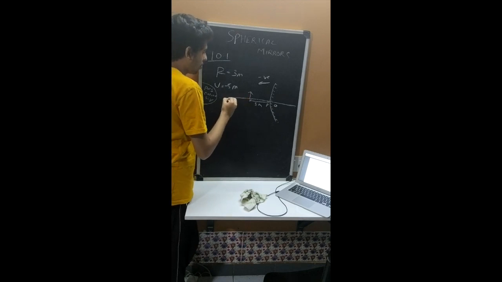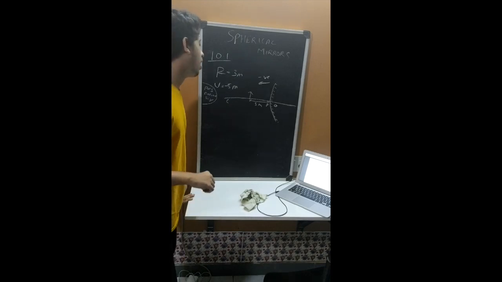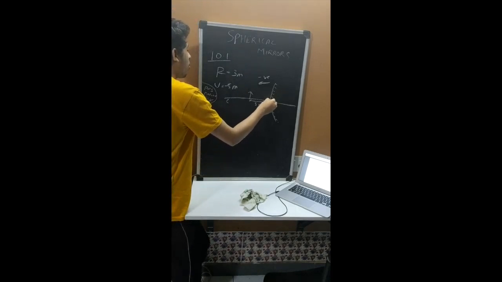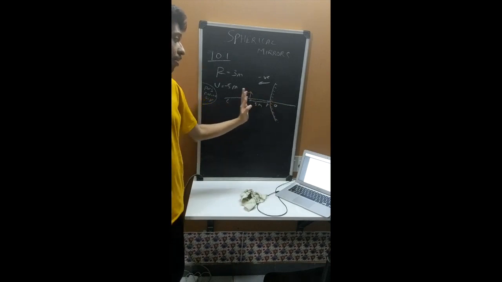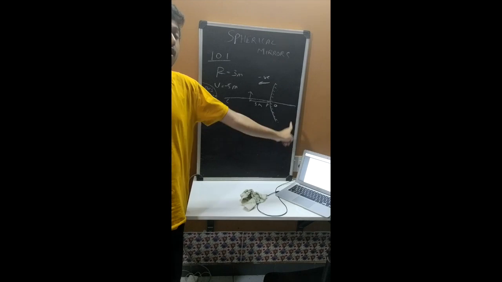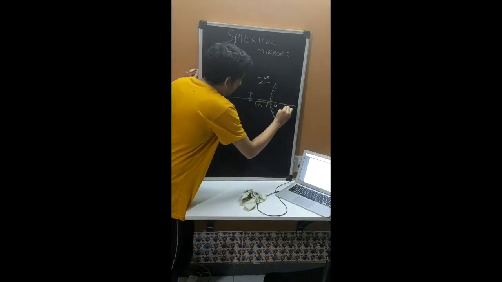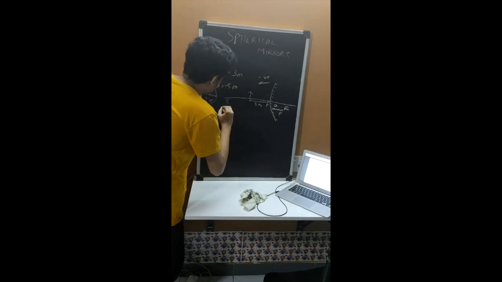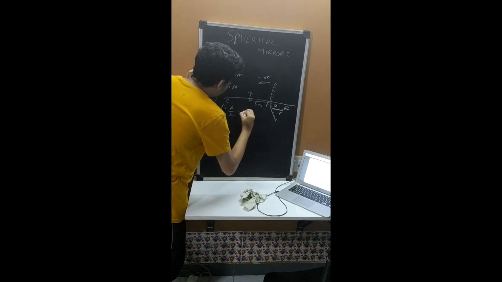Where is the focus going to be? So this is a convex mirror. Remember, be very careful. Convex mirror focus will be on the other side because it is where the rays appear to converge. So focus will be here. At what distance? It will be the focal length. Focal length we know is radius of curvature by 2, which is equal to 3 by 2 meter.